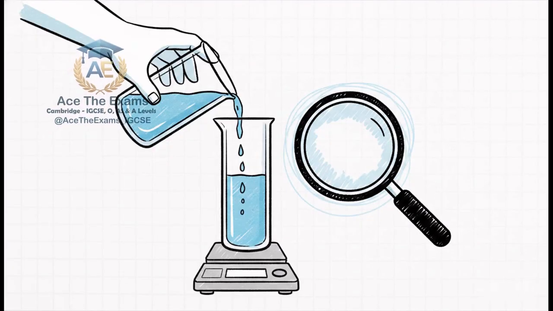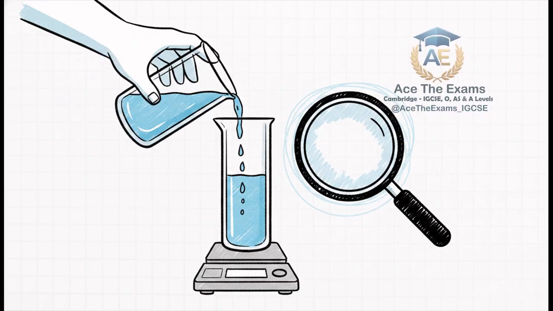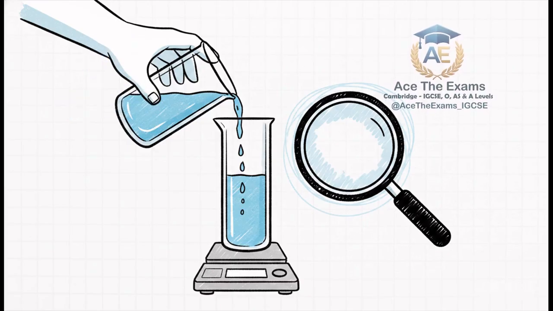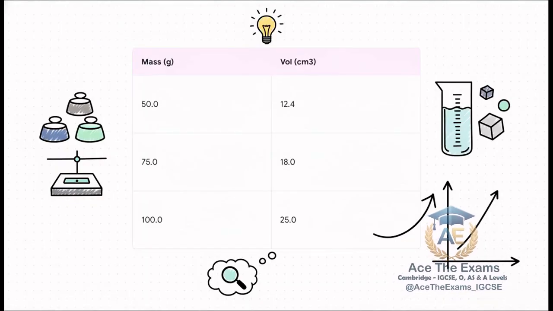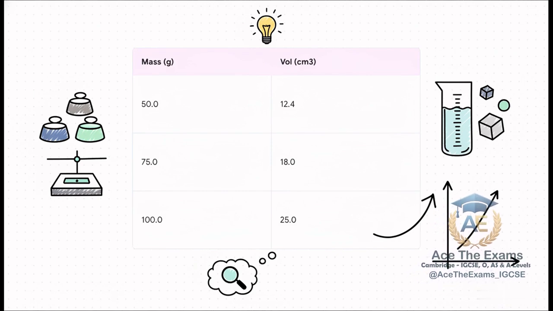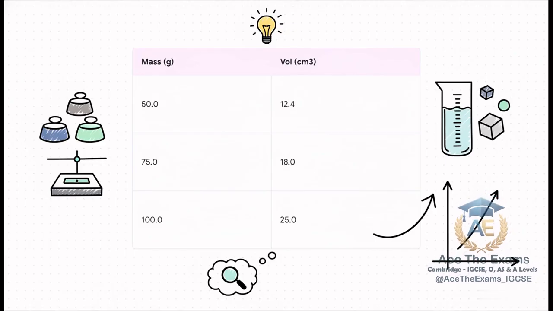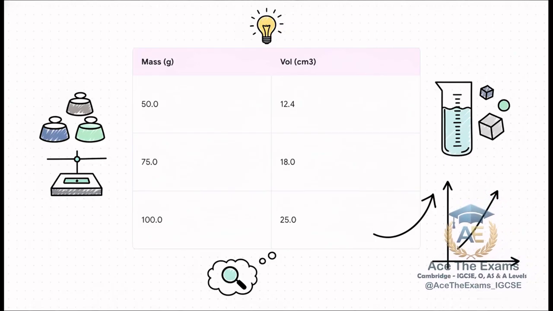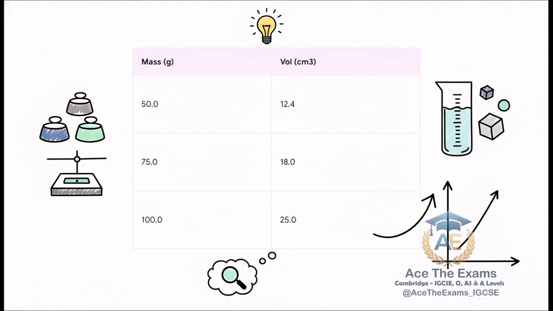So let's take this exact framework and actually apply it to a classic Cambridge-style mass and density problem. Imagine a practical investigation where we're measuring the mass and volume of a liquid to figure out its density. Now, what's really interesting about this experimental data is how the variables scale. We've got mass in grams and volume in cubic centimeters. Trial 1 gives us 50.0 grams and 12.4 cubic centimeters. Trial 2 jumps to 75.0 grams and 18.0 cubic centimeters. And then Trial 3 hits 100.0 grams and 25.0 cubic centimeters.